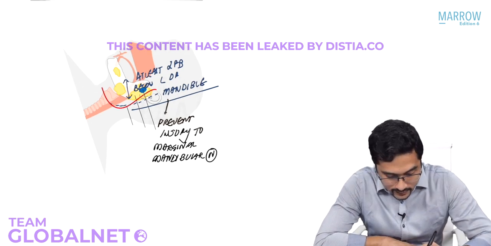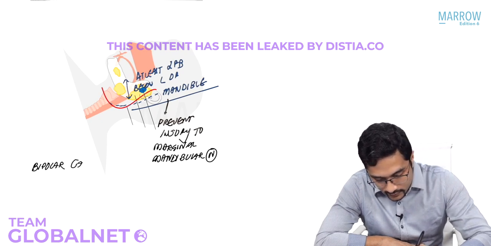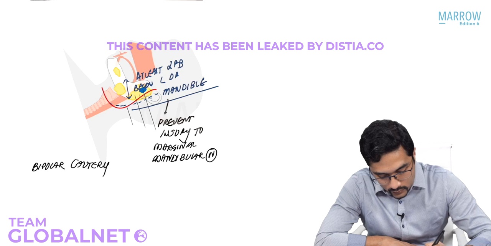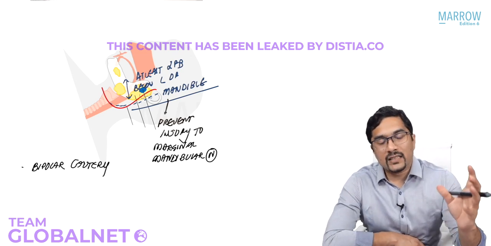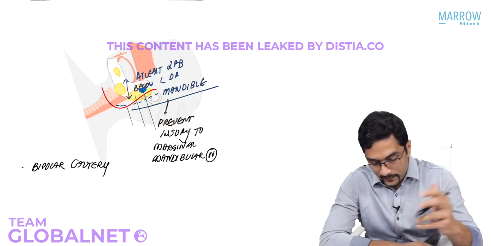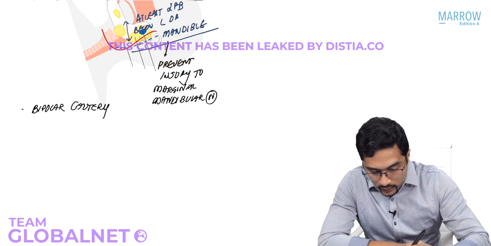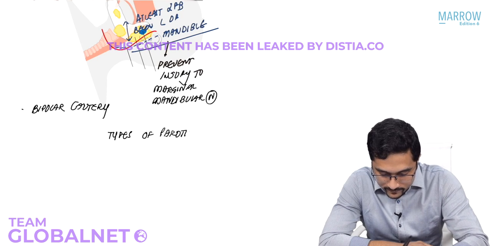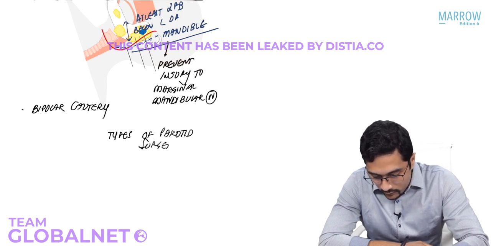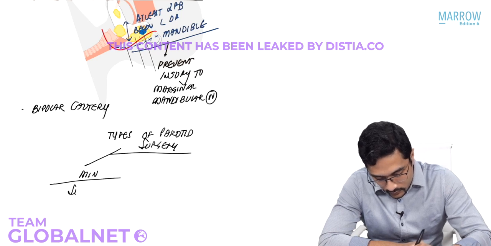Now, during parotid surgery, also we use bipolar cautery. This I've told you in general surgery also. Wherever we are operating close to vital nerves, we should use a bipolar cautery to prevent injury to vital structures. Fine. Now, what are the types of parotid surgery before we talk about the complications? I've already told you that the minimum parotid surgery is a superficial parotidectomy.